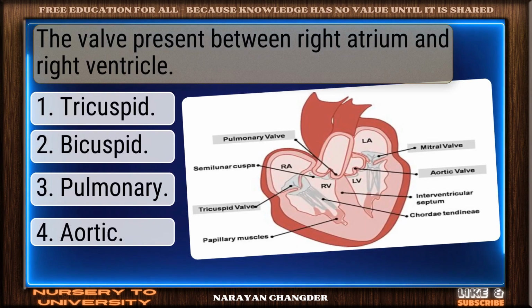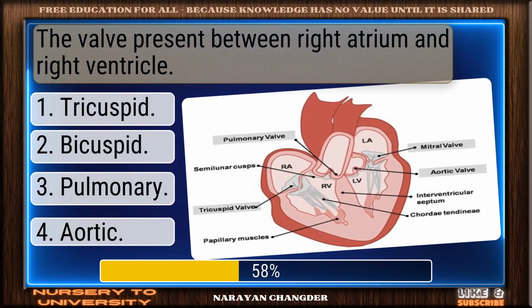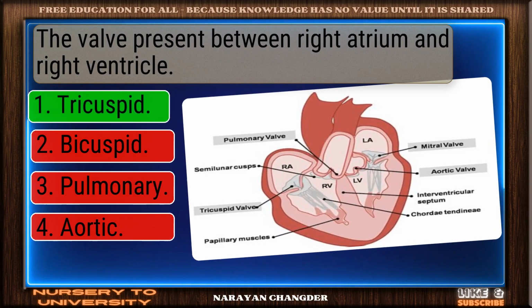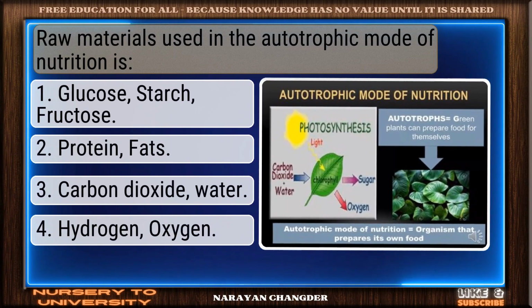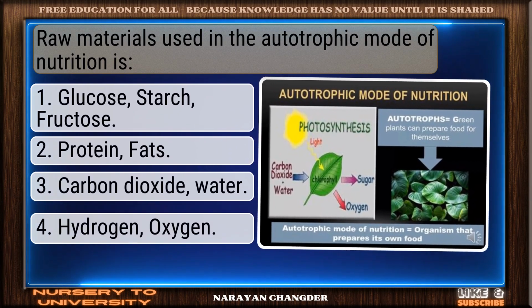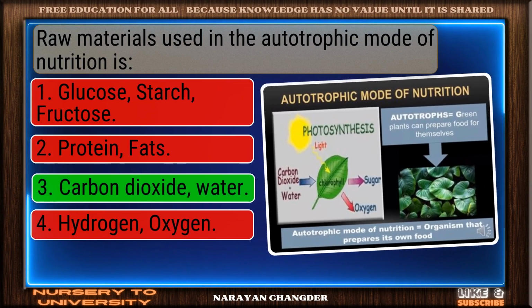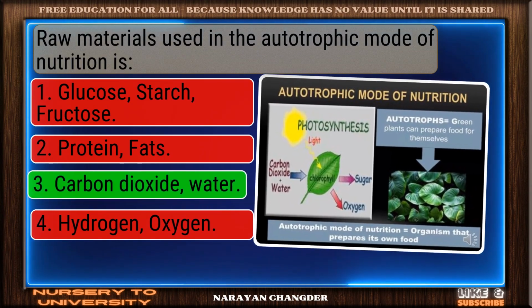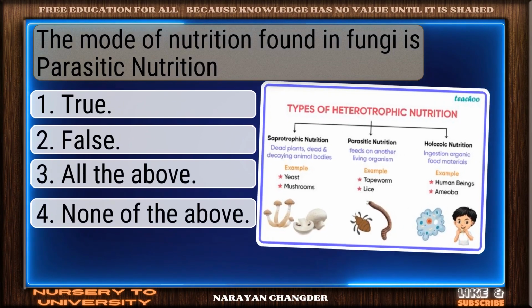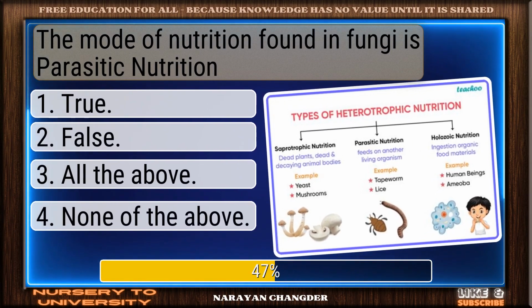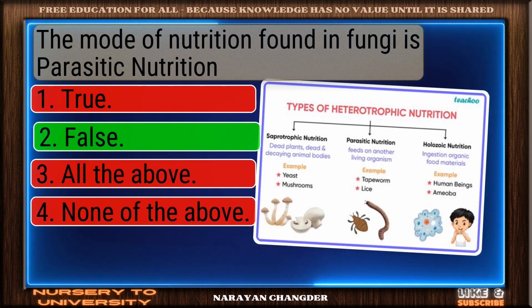The valve present between right atrium and right ventricle. Perfect. Tricuspid is the one. Raw materials used in the autotrophic mode of nutrition is. Nicely done. Carbon dioxide, water is solid. The mode of nutrition found in fungi is parasitic nutrition. Smart move. False is accurate answer.